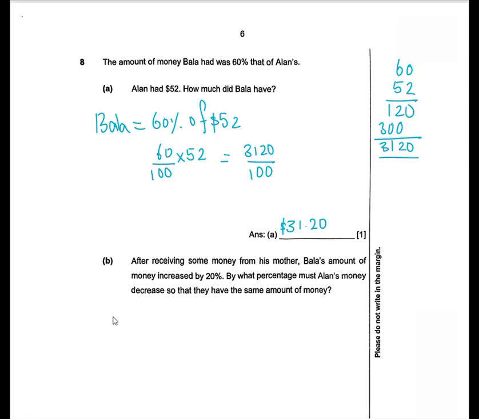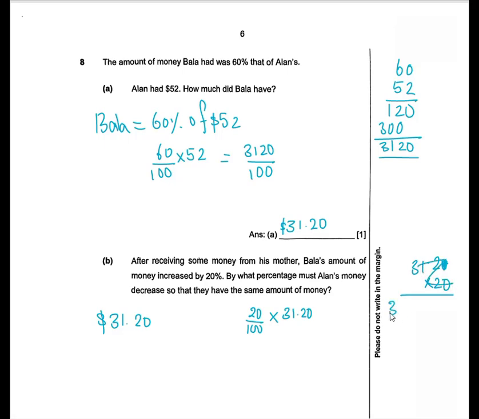He had $31.20. Now you have to increase by 20%. So 20% of this is what has to be increased to this. So what is 20% of 3120? Let's figure out what is 3120 times 20. So this 0 does not really have any value here. So 31.2 times 20, and there's a 0 here, which means it's like times 10 actually. 20 is times 2 times 10.